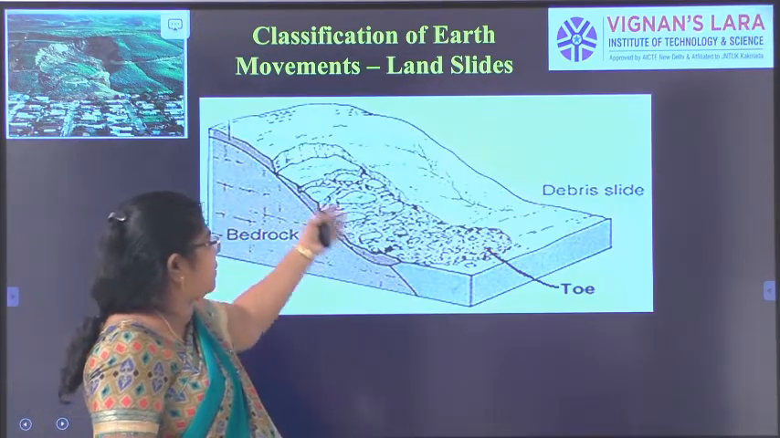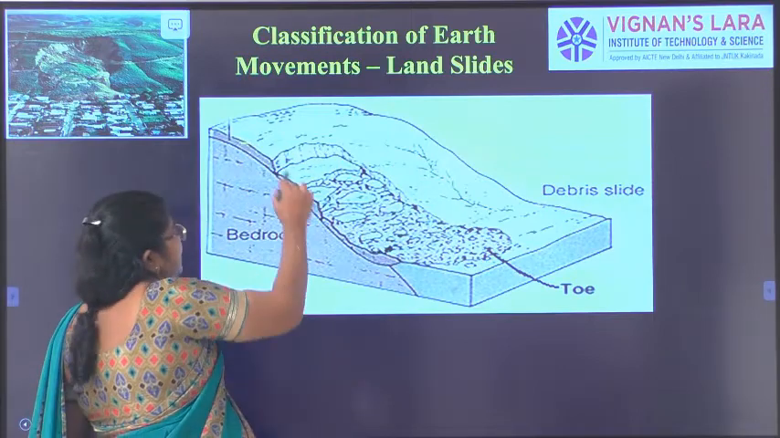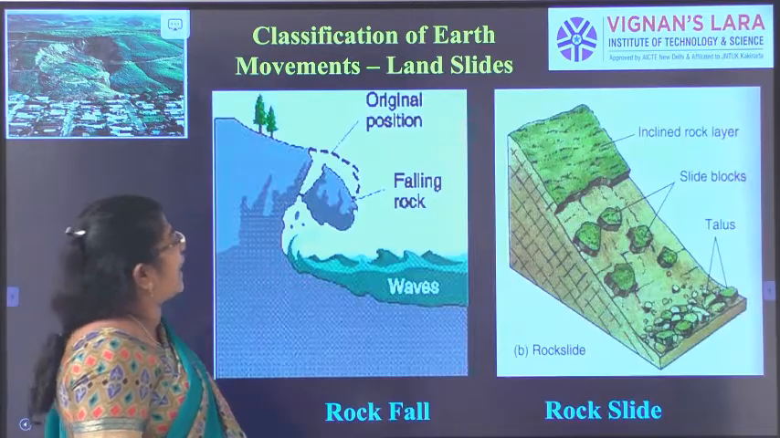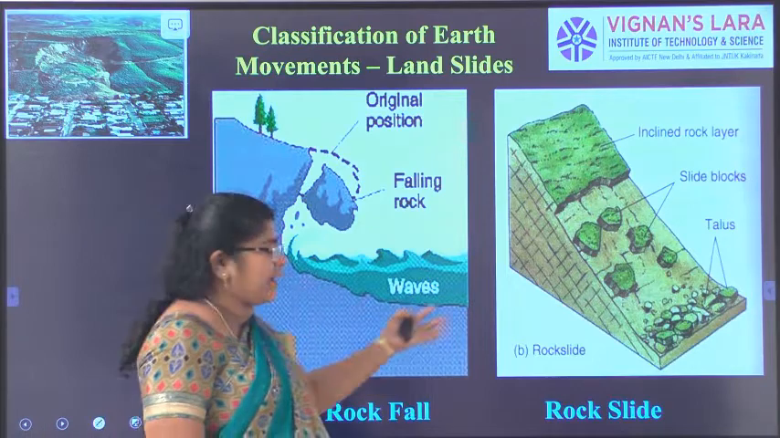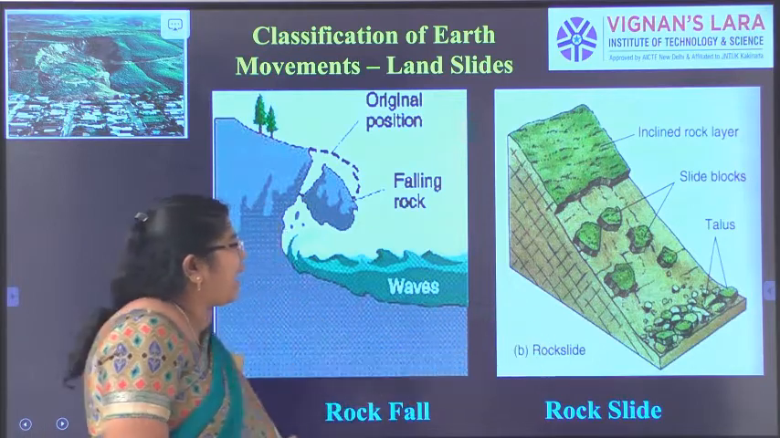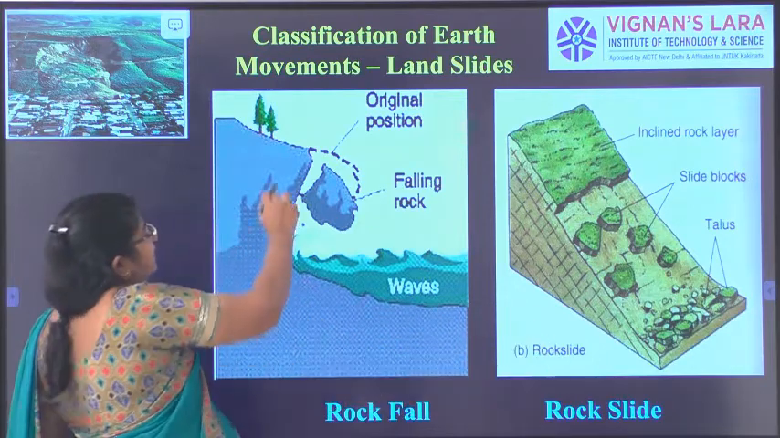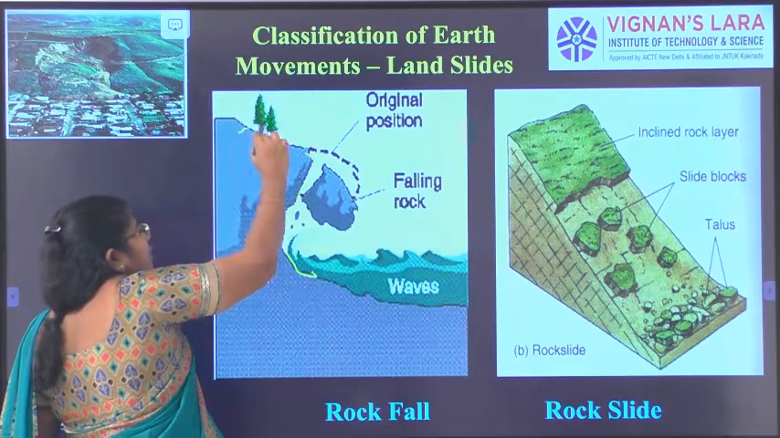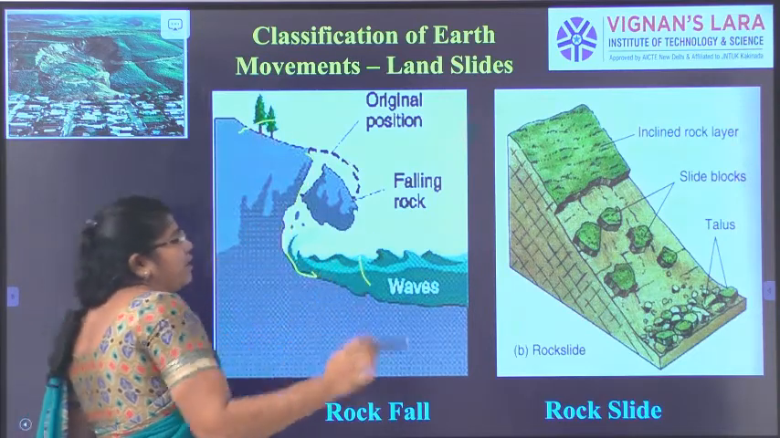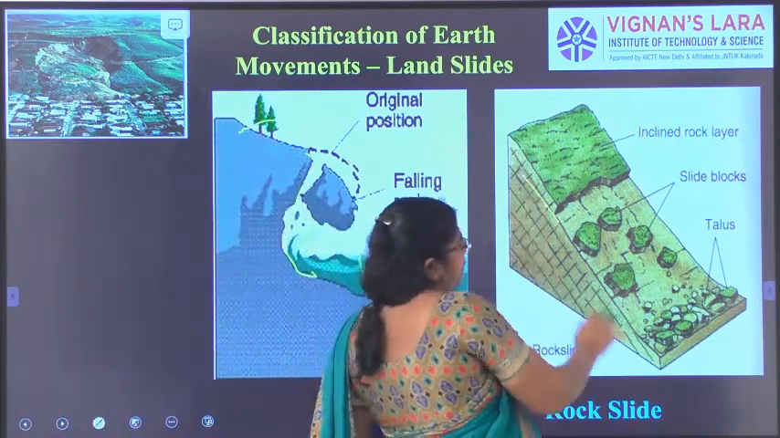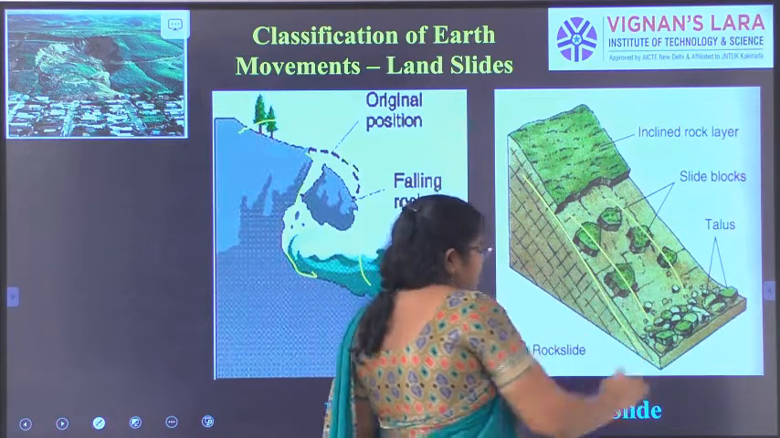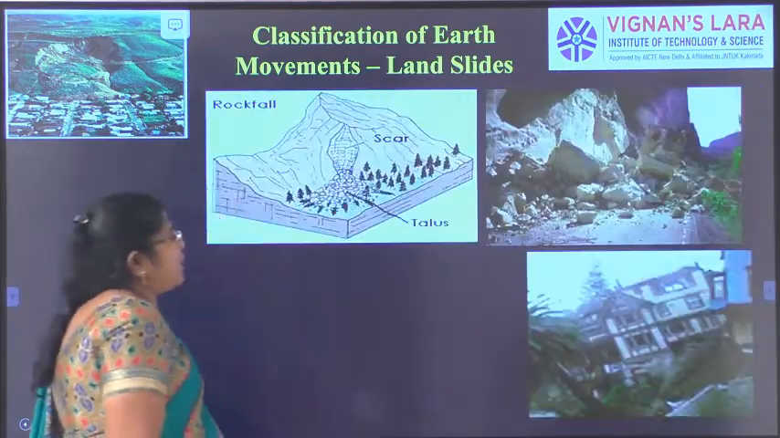Here you can see the debris slide. This is bedrock that is forming this, and this is a rock fall and rock slide. You can easily identify them. If the slope is very steep, the rock will roll and fall. But if it is a gentle slope, then the rock will slide. That is the rock falls and rock slides.